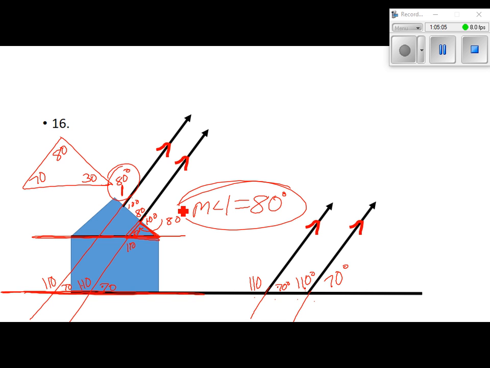Sometimes, a lot of times in geometry, you have to find other things. Did they ask us to find all these angles? No. I thought we were doing number 17 next. Was there any way that we could have found the angle we were looking for without finding those angles? No.